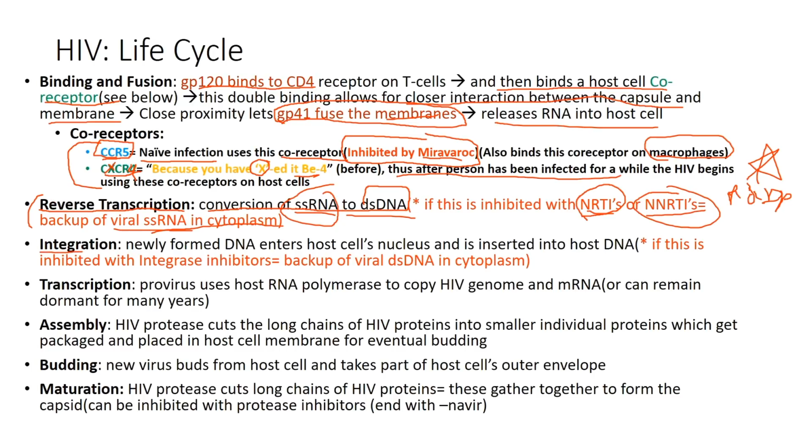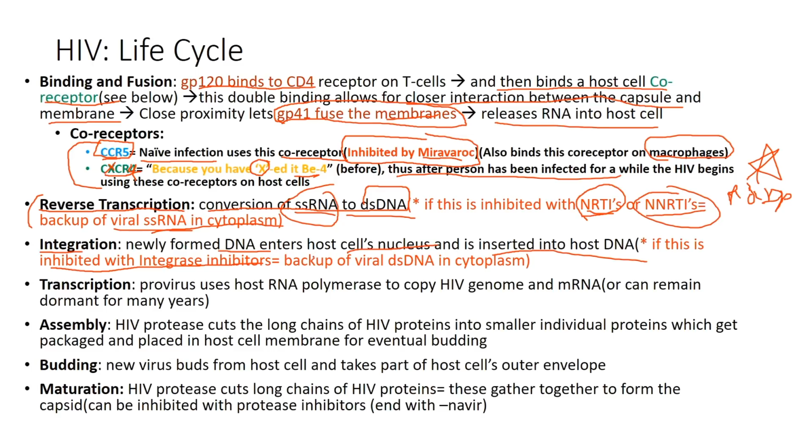The next step, once you have that double-stranded DNA, is that you integrate it into the genome. This newly formed DNA enters the host cell nucleus and is then inserted into the host DNA. This is using an enzyme known as integrase, which is produced from the virus itself. And so we can target this enzyme, which is nice. These are known as integrase inhibitors. This is another class of drugs.